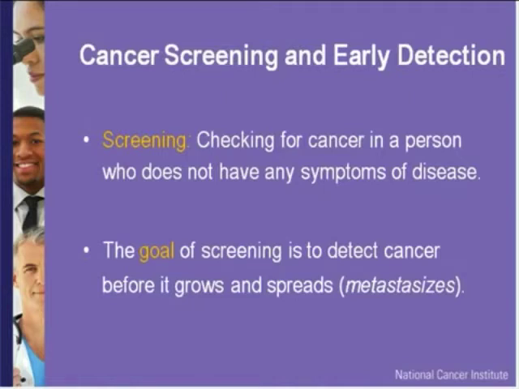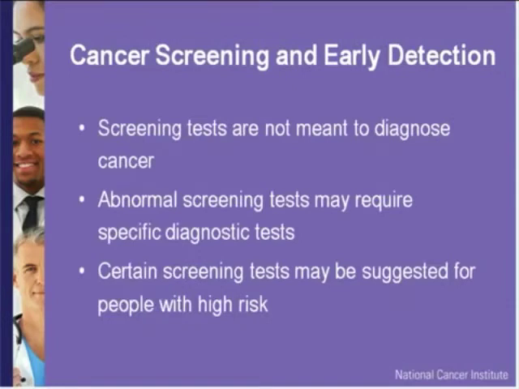So when we talk about cancer screening, screening is checking for cancer in a person that doesn't have any symptoms of disease, like we said. So keep in mind the people that we're looking at here are an asymptomatic population of healthy individuals. And the goal of screening, as we said, is to detect cancer before it grows and spreads or metastasizes. So screening tests are not in and of themselves meant to diagnose cancer. They're meant to be able to demonstrate if there's an abnormality or not, and if there is an abnormality, further testing would be required, and those would be referred to as diagnostic tests.